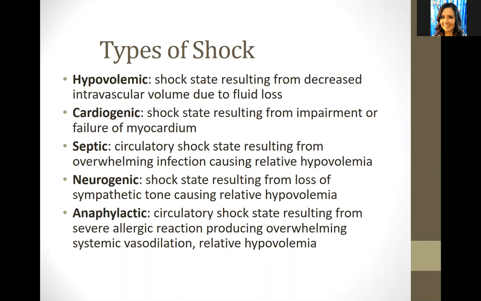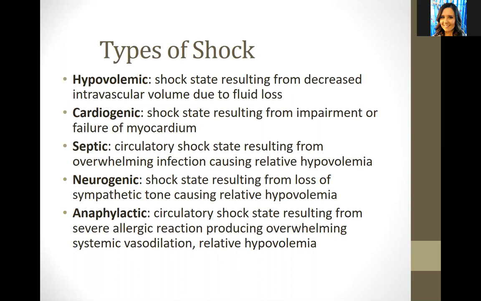But as an example, you have hypovolemic shock. It results from hypovolemia, so we don't have enough volume. Cardiogenic shock sounds just like it is caused by something cardiac. So impairment or failure of our myocardium, so we don't have an effective cardiac pump. Septic shock, which is a type of circulatory or distributive shock that results from overwhelming infection. Neurogenic shock results from a loss of sympathetic tone, so it causes a relative hypovolemia.